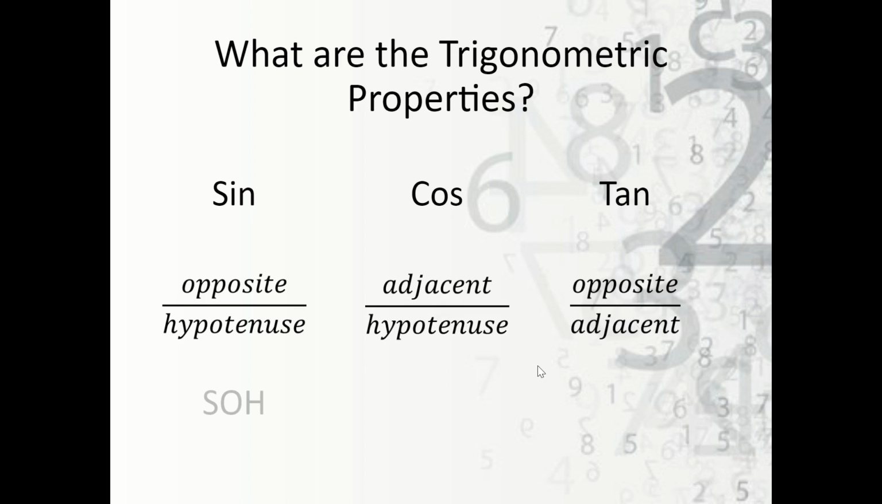The way we can remember this is SOHCAHTOA. So SOHCAHTOA is the easiest way to remember it. So SOH is sine is opposite over hypotenuse. CAH is cosine is equal to adjacent over hypotenuse. And TOA is tangent is equal to opposite over adjacent.